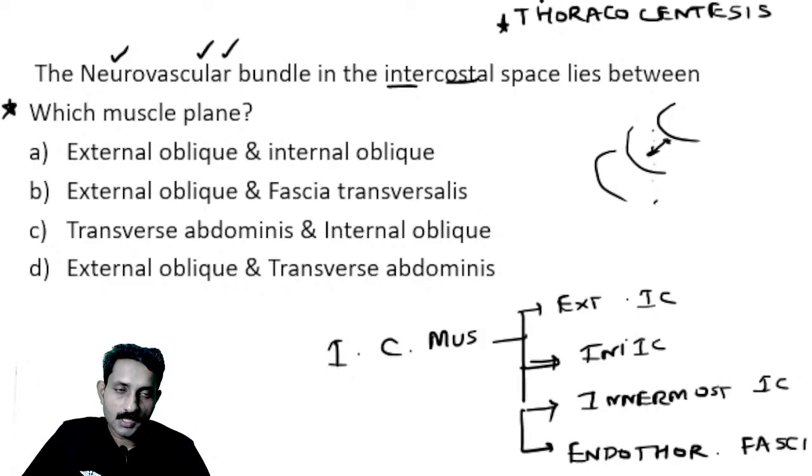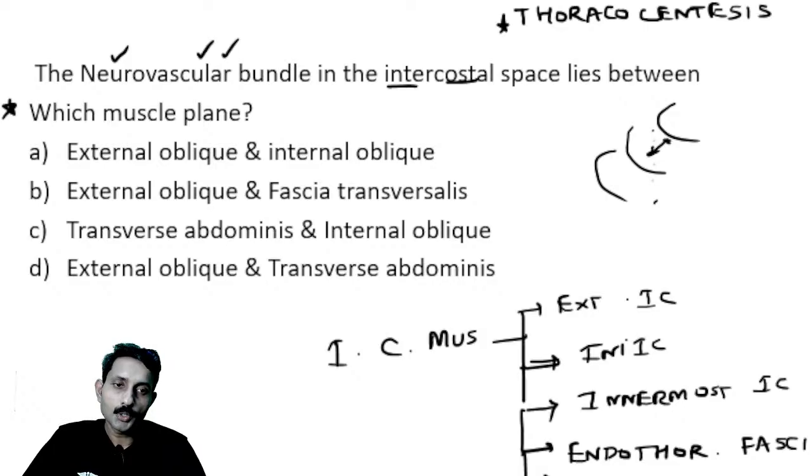Now what are the structures? The question can come like this. I'll tell you the sequence. We will be piercing external intercostal, internal intercostal, innermost intercostal. Then we got a fascia called endothoracic fascia. Inside that, we will be having the parietal pleura. So if they ask you for thoracocentesis, you can go up to the parietal pleura. Can we go to the visceral pleura also? No. Between the parietal pleura and visceral pleura is the pleural fluid. We will go up to the parietal pleura, then draw the pleural fluid.